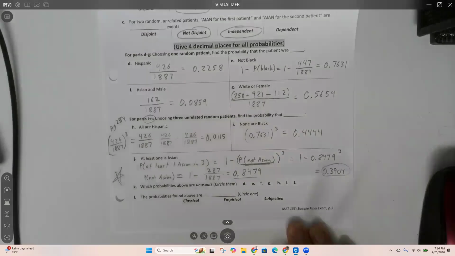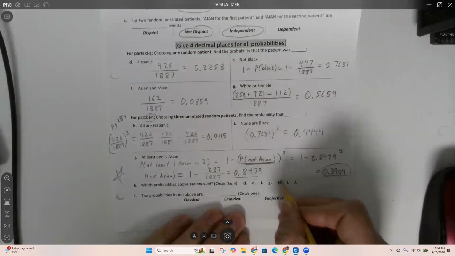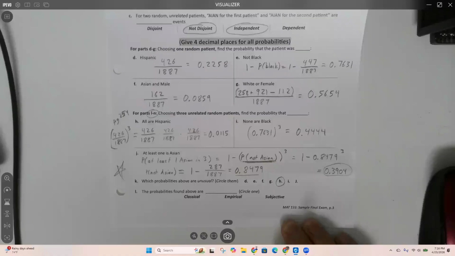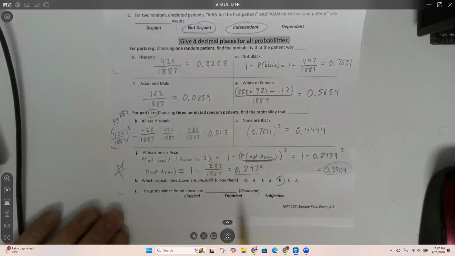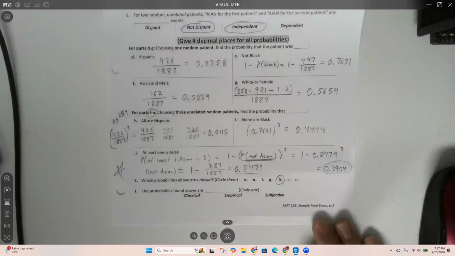Which probabilities above are unusual? You guys got it, just H. Less than 5%. Yep. These probabilities above, are they classical, empirical, or subjective?